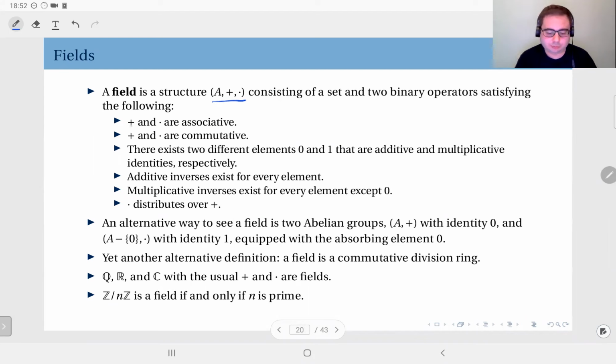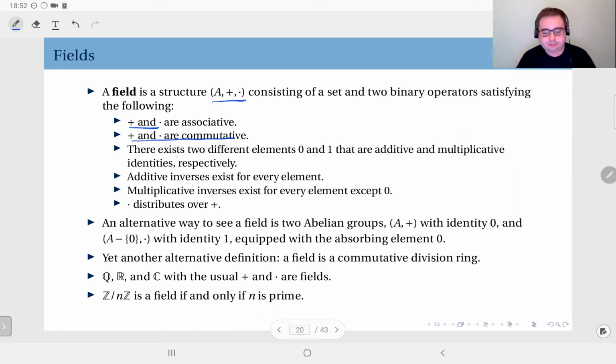First of all, both of the operations, addition and multiplication, are associative. Again, let me emphasize these may not be ordinary multiplication, ordinary addition. I'm just using names. Okay, addition and multiplication are associative. Not only that, they are both commutative. Okay, this is what sets a field apart from a ring.